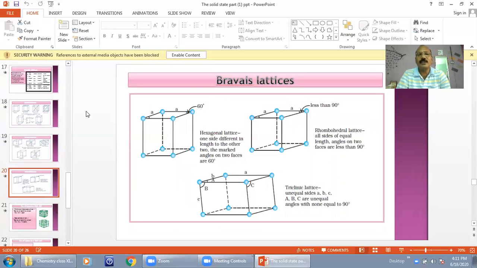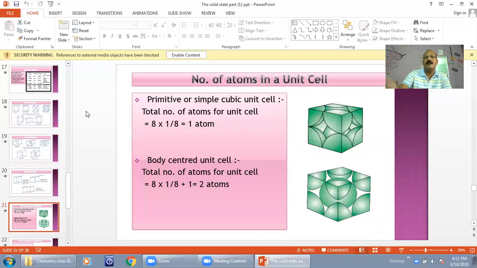Now, the last 3, that is here hexagonal lattice, in which one side is different in length than the other 2, whereas the angle is 60. Here rhombohedral, all the sides are equal in length, angles are less than 90. Third, triclinic, the unequal sides a, b, c, whereas the angles are never 90, meaning more or less than 90. So in this way there are 14 Bravais lattices.